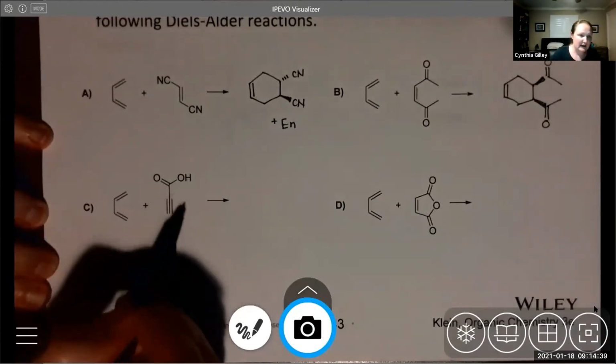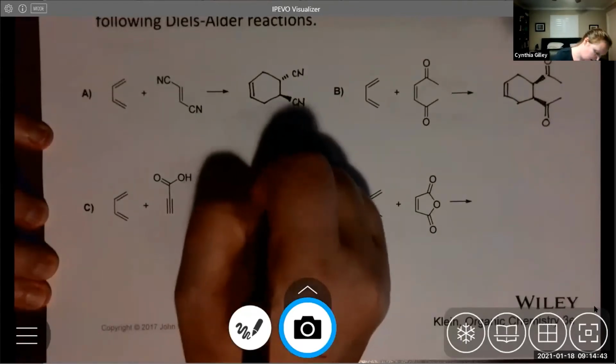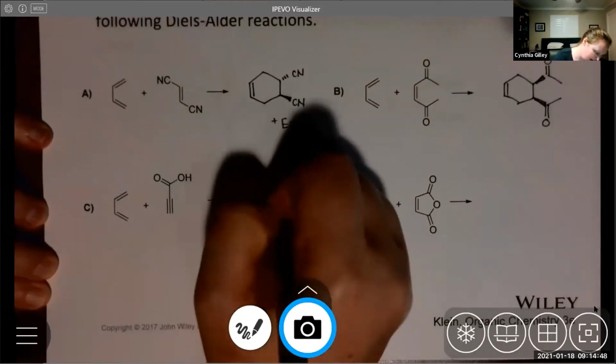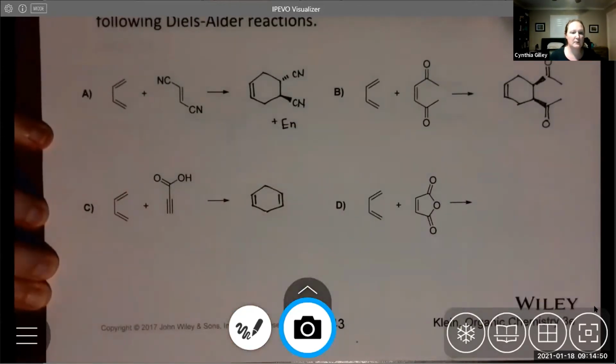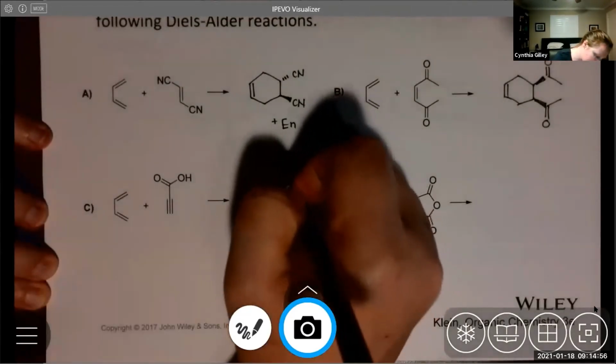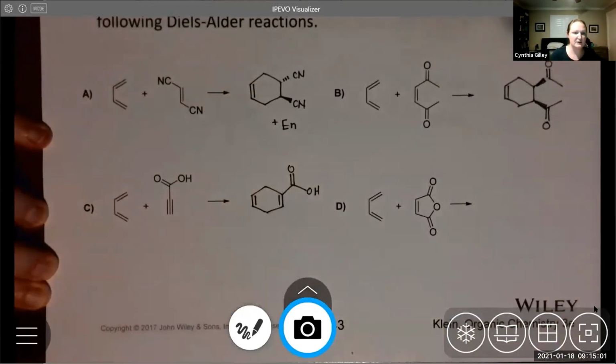In this case, we're looking at an alkyne acting as the dienophile. It can still react, but we will get a 1,4-cyclohexadiene. There is one carboxylic acid. We don't need to worry about stereochemistry because this carbon remains sp2 and trigonal planar.